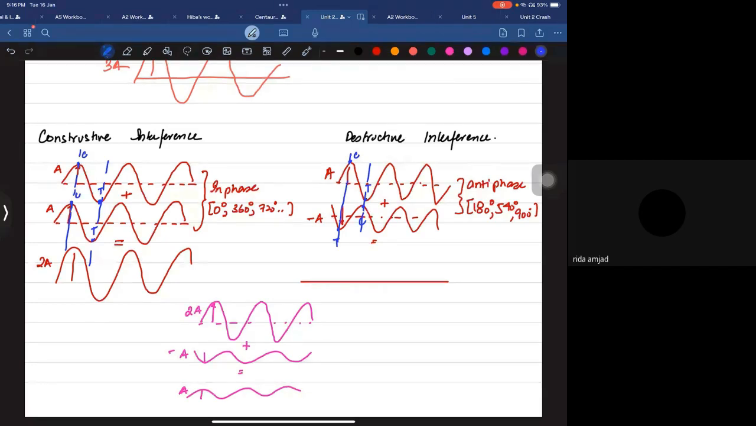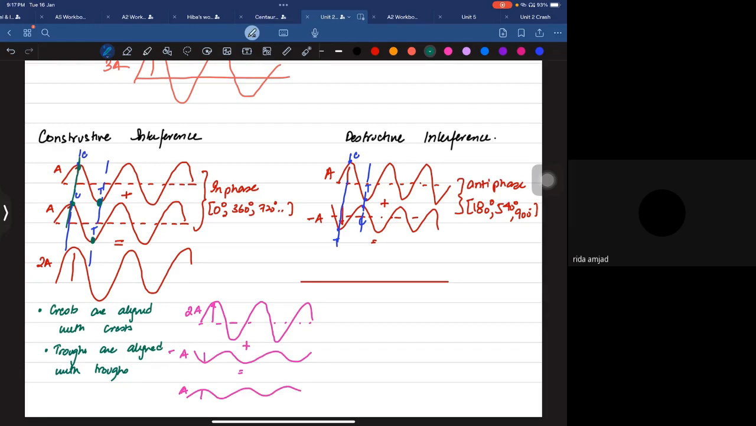Sir, can you explain this part again? Yes. In constructive interference, crests are aligned with crests, right? You see? And troughs are aligned with troughs. Understood? So trough meets trough, crest meets crest. Get it, Rida?